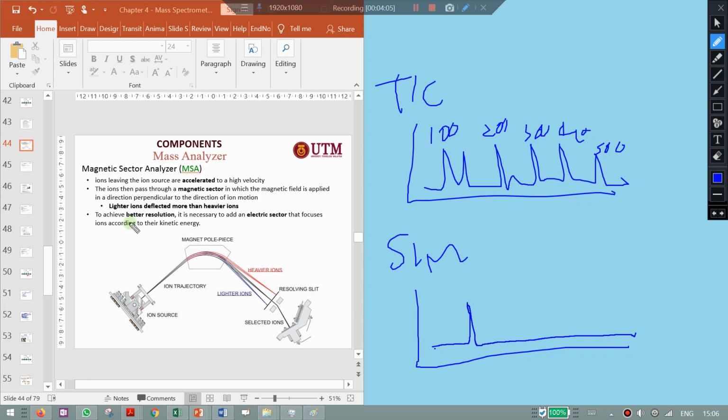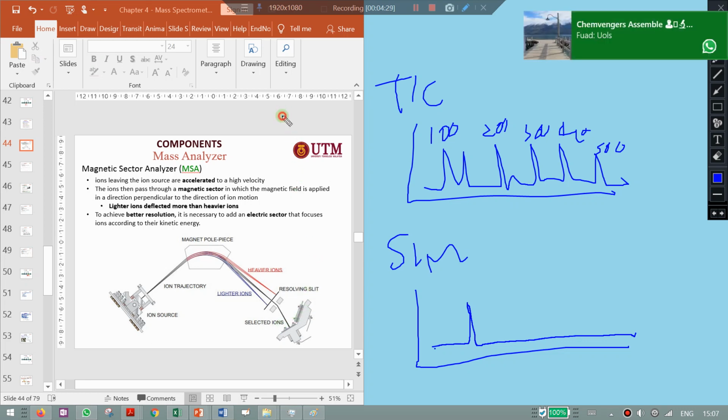Okay, to achieve better resolution, it is necessary to add an electric sector that focuses the ions according to their kinetic energy. It means that here we will have an electric sector that will focus on that particular ion monitoring. So if there is a different charge ratio, it will have its own electric sector that can provide a better resolution.